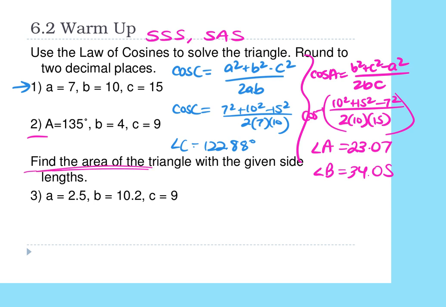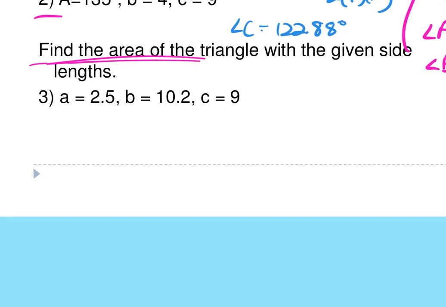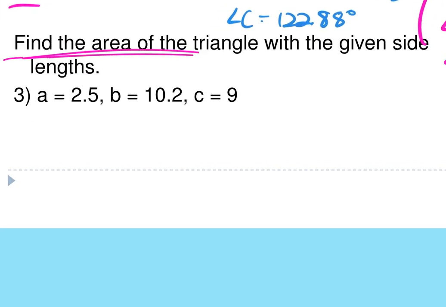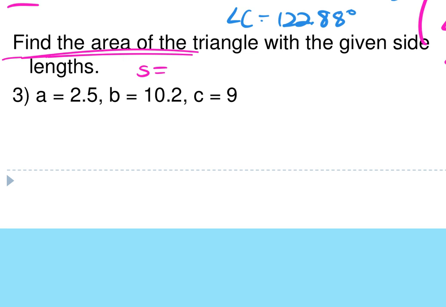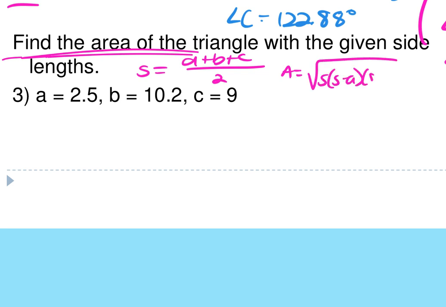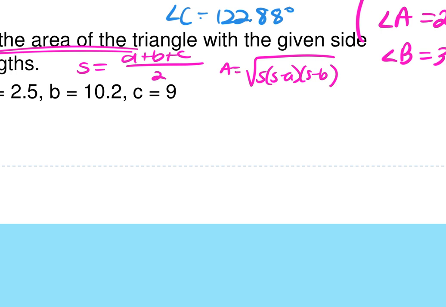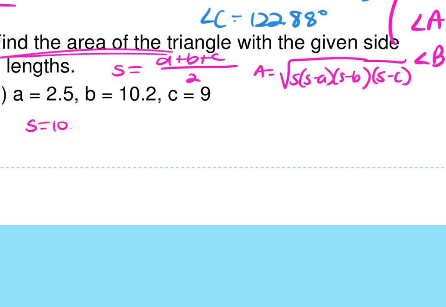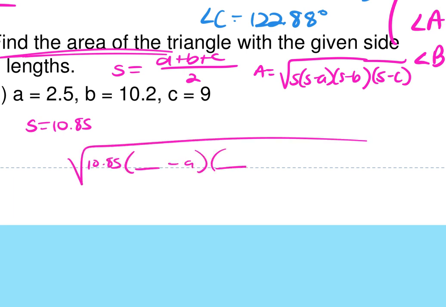Then came the area. What's the formula for the area here, if I have side, side, side? How do I find S? Start with that. S is? Add them and divide by 2 and don't round. And then the area is the square root of s times s minus a, s minus b, s minus c. So my s here is 10.85. And then I would do 10.85 times 10.85 minus a and 10.85 minus b and 10.85 minus c.